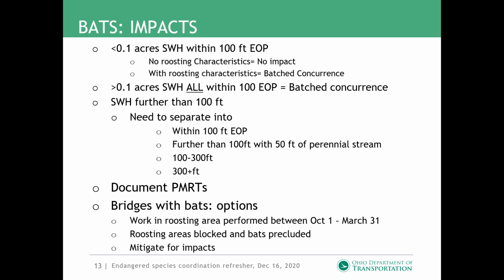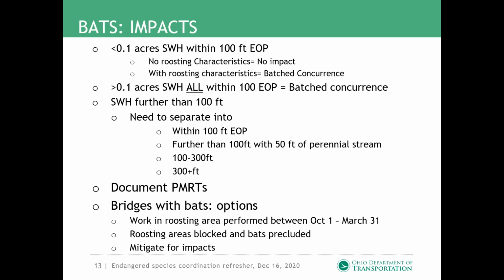So here are some of the things that we should think about when we're going to impact suitable wooded habitat. If we are impacting less than 1/10 of an acre, all within 100 feet of the edge of pavement, we have to look if there's roosting characteristics or not. If there are no roosting characteristics, then that's not an impact to the species. But if there are roosting characteristics, that is an impact, and it goes on our batch concurrence. If we're impacting greater than 1/10 of an acre, but all suitable wooded habitat is still within 100 feet of the edge of pavement, that also needs to be sent for batch concurrence.